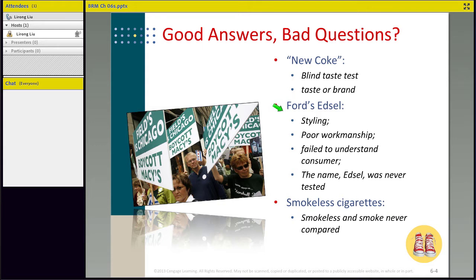That's one model Ford produced for a while. It turns out that it's a failure. Now, after this failure, of course, there are tons of studies looking at this case, trying to figure out what caused the problem, right? Prior research did reveal a few things that could lead to the failure, such as styling, poor workmanship, failure to understand consumers. There was one thing that the research didn't answer, that is the name. The name was not tested.